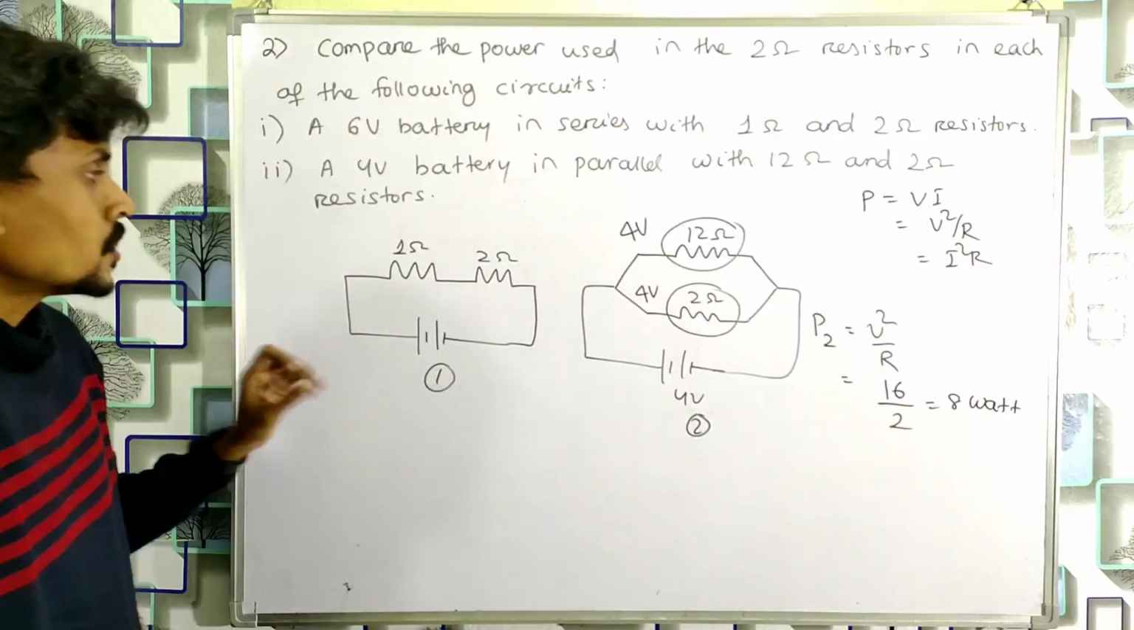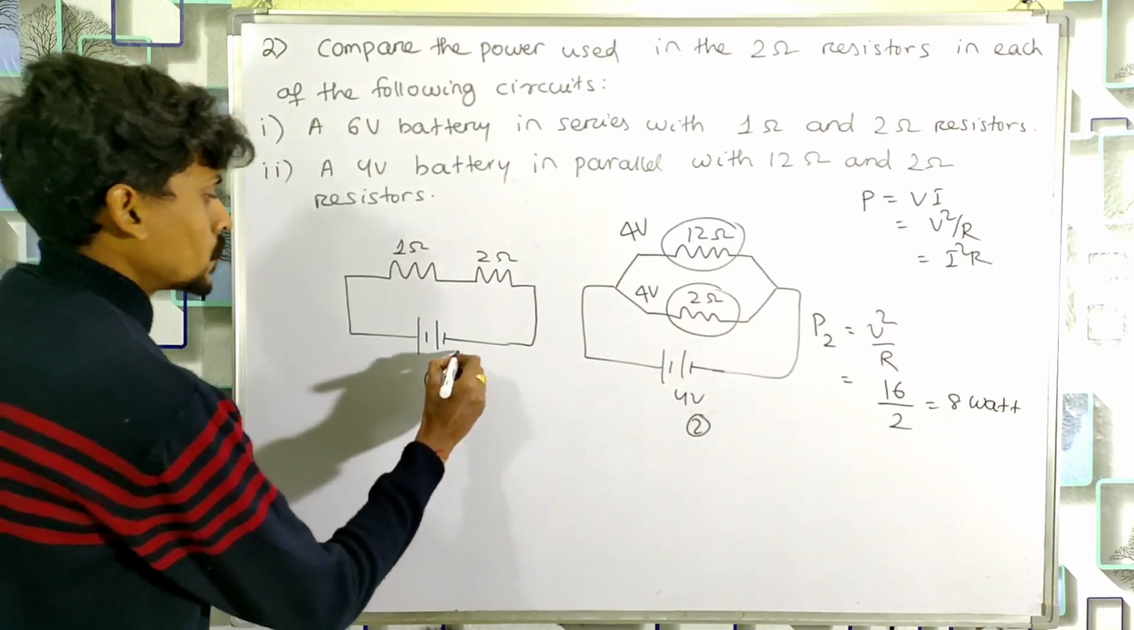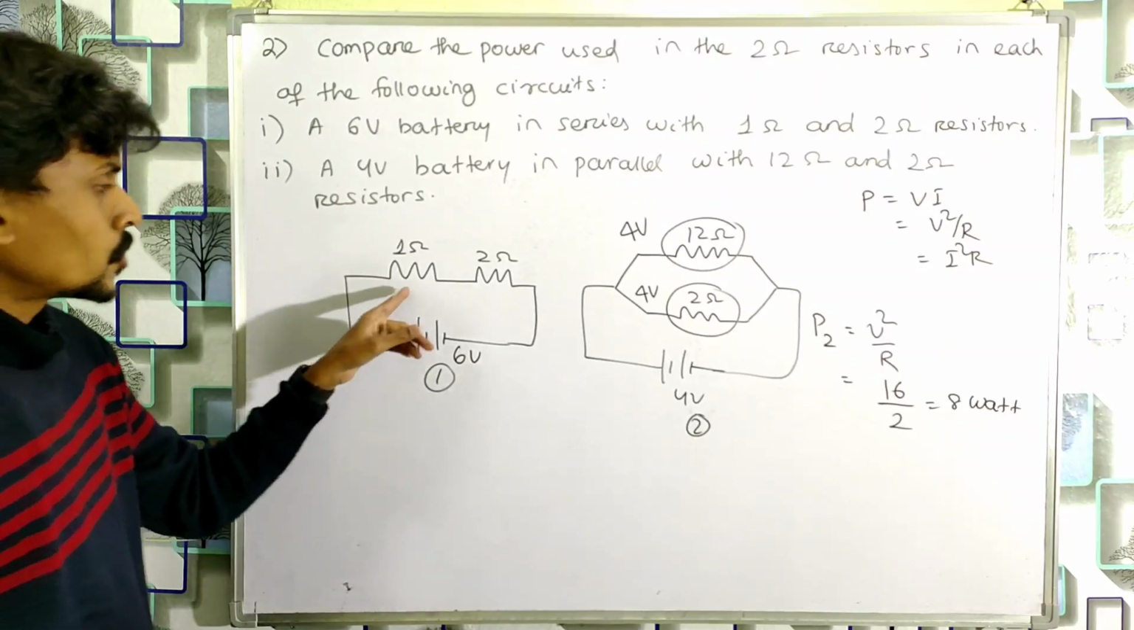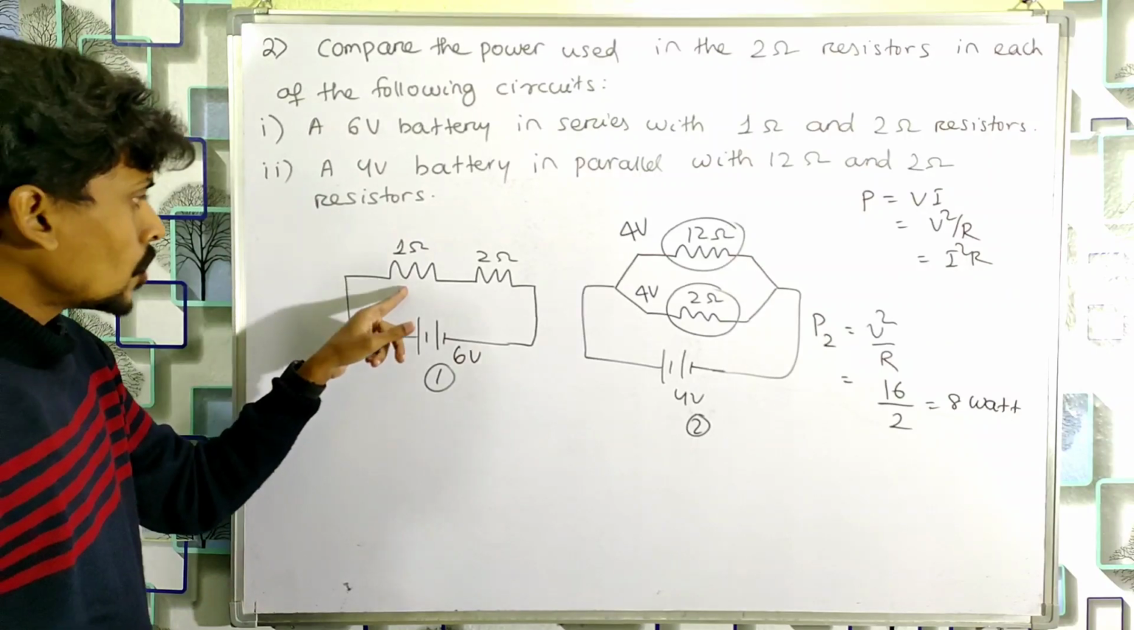Now come to the first circuit. In the first circuit the battery is of 6 volt. Is that clear? The battery is of 6 volt, and here we have 2 resistors which are connected in series, 1 ohm and this is 2 ohm.